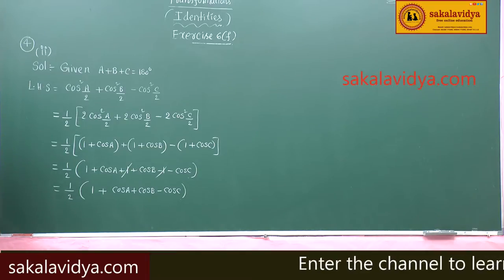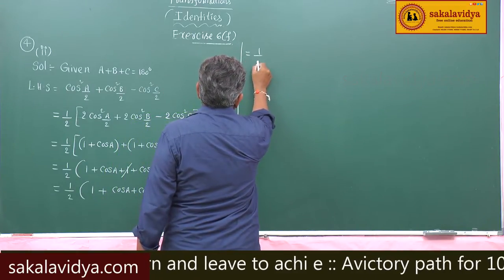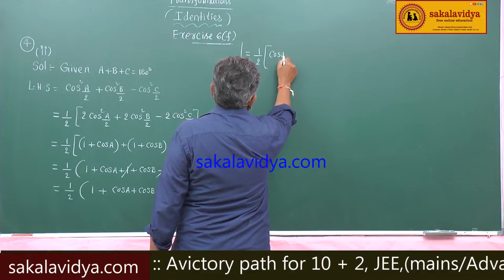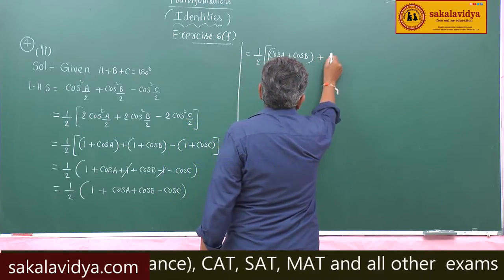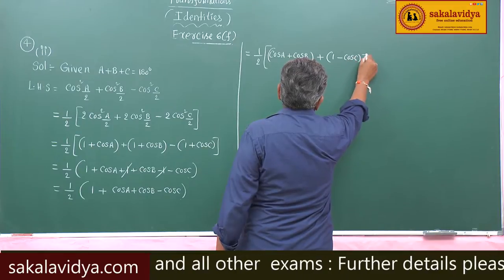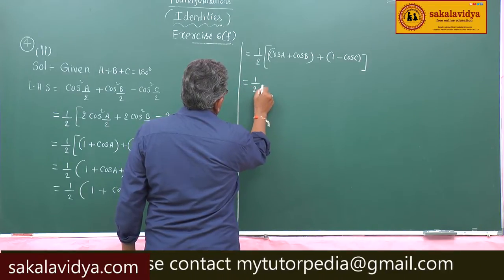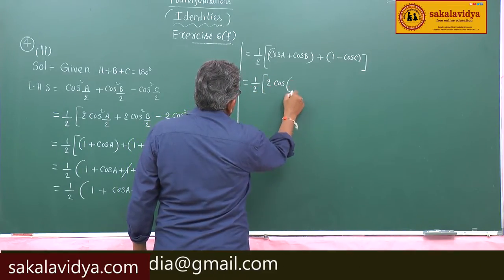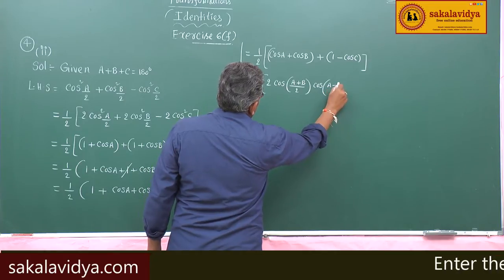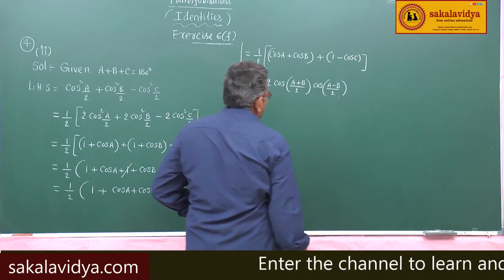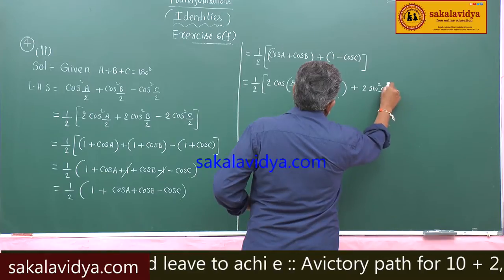Okay. Now this can be written as 1 by 2 into cos A plus cos B plus 1 minus cos C. Cos A plus cos B formula, let us write. That is half multiplied by 2 cos of A plus B by 2 and cos of A minus B by 2. And 1 minus cos C is again we can write 2 sin square C by 2.